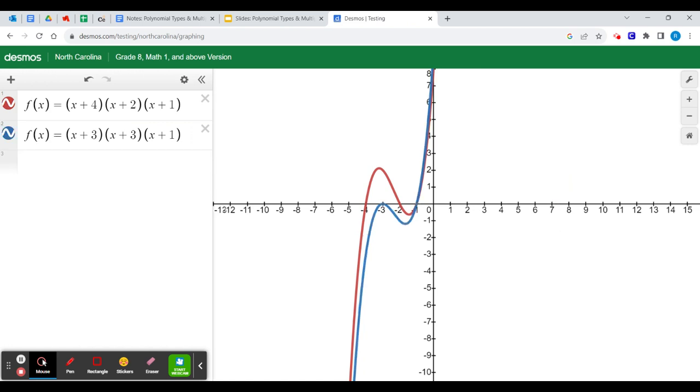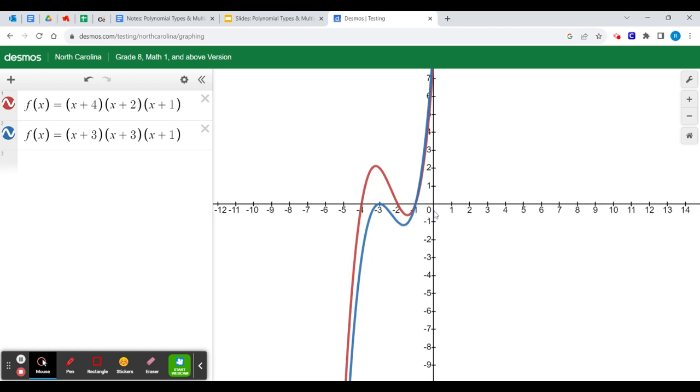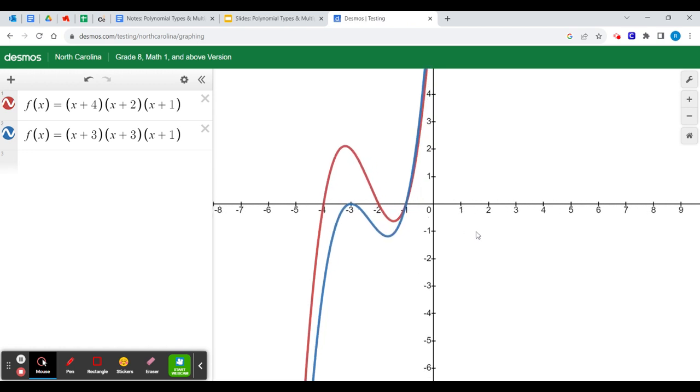And I want you to look at these and start making a few different comparisons first before we talk about anything. What do you see that's the same? What do you see that's different? Both of these have three factors, right? We have x plus 4, x plus 2, x plus 1, and we have x plus 3, x plus 3, x plus 1. So we should have three solutions for each, which means we should have three zeros for each.